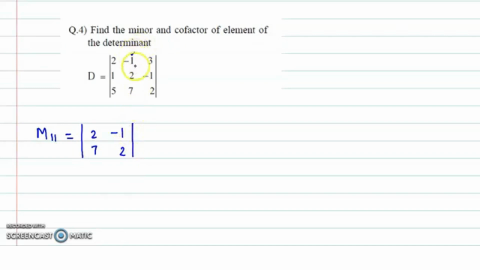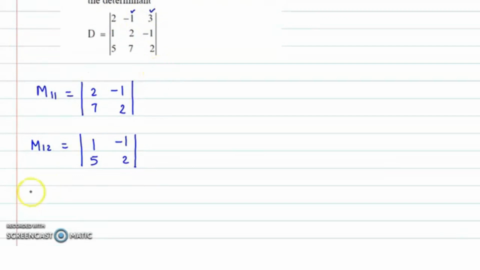फिर ये वाले एलिमेंट का हम माइनर ढूंढेंगे. अब इसका पोजीशन है फर्स्ट रो सेकंड कॉलम, सो फर्स्ट रो एंड सेकंड कॉलम. अब इसका रो और कॉलम हम डिलीट करते हैं तो we get 1 5, -1 and 2. एंड ये थर्ड एलिमेंट का हम माइनर ढूंढते हैं फर्स्ट रो थर्ड कॉलम. लेट अस फाइंड दैट. सो फर्स्ट रो एंड थर्ड कॉलम, इस वाले एलिमेंट का माइनर ढूंढते हैं.